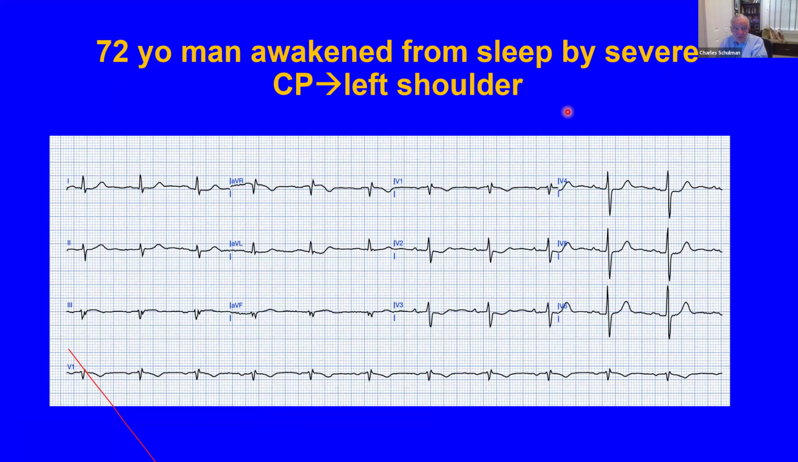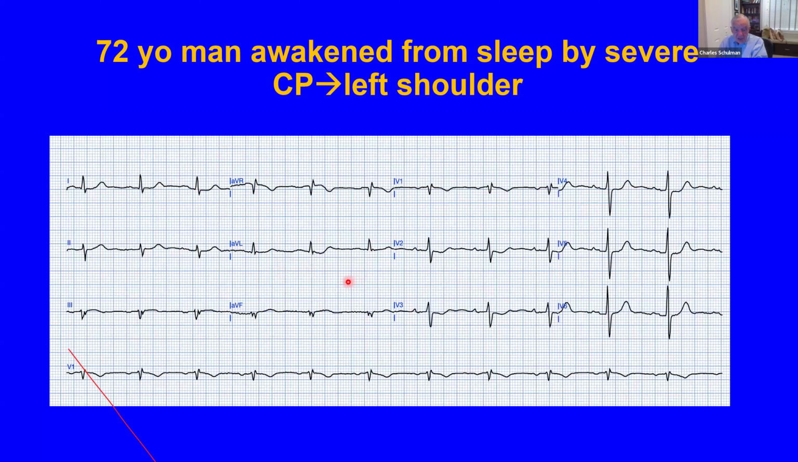Now, here's a patient, a 72-year-old man who was brought to the emergency room. He was awakened from sleep by severe chest pain radiating into his left shoulder. And here's this electrocardiogram. What does this show? Well, a couple of the things that are most striking are ST depression in leads V2 and V3. Possibly in aVL, not clear.